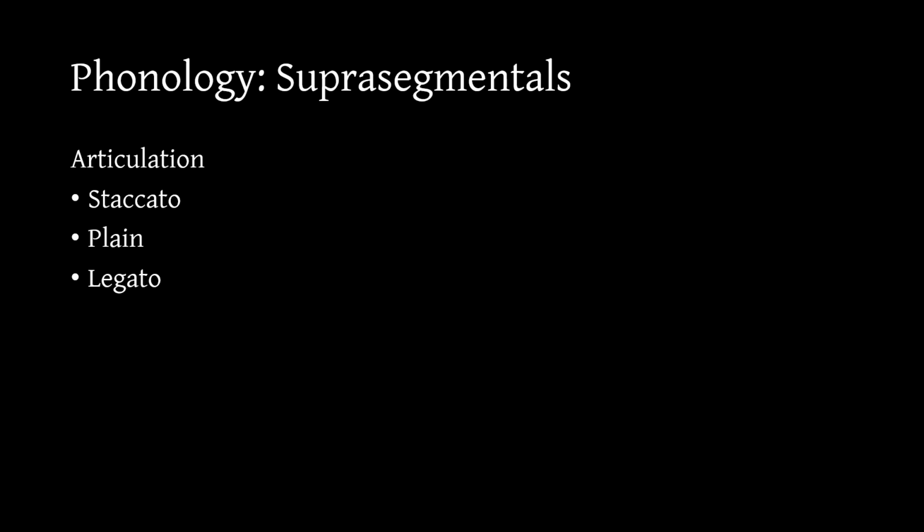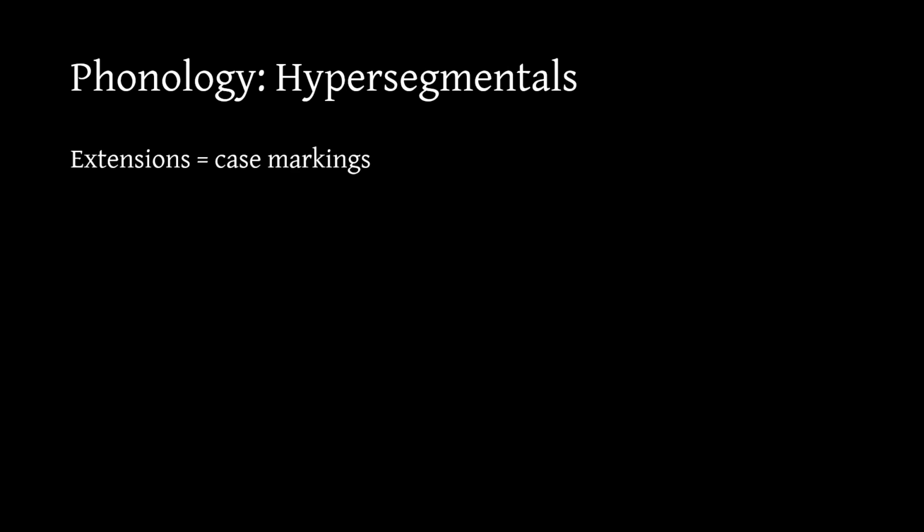But we don't just have suprasegmentals, we've also got phonological hypersegmentals, the only one of which is extension. So you know how chords in music can have extensions. You can have a C, just a C major, then you can have a C major 7, then a C major 9. That's what this is, and we basically use the different extensions to mark case. We'll get to case later, just trust the process.